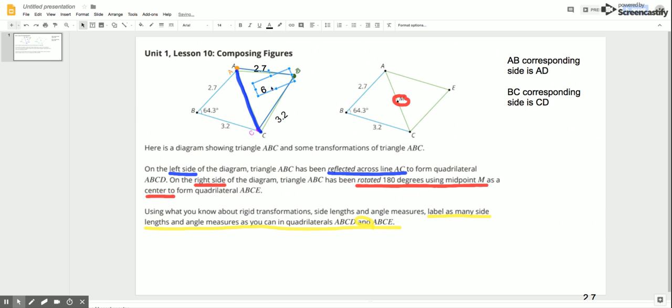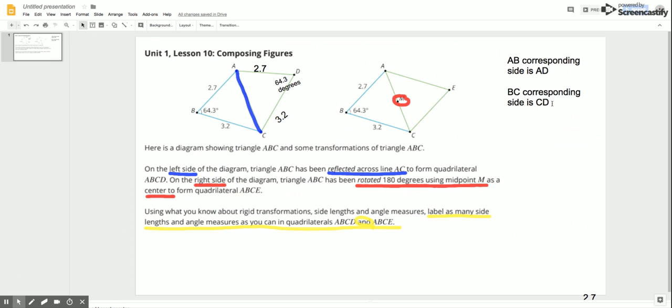So 64 degrees. Actually, make that a little smaller just so it fits better. All right, so now I can go ahead and remove our traced image. So now we know that side AD, which is the corresponding side to AB, is 2.7 in length. We know that side BC's corresponding side in the new image is side CD, which is 3.2.